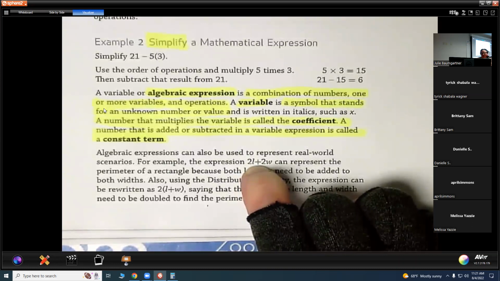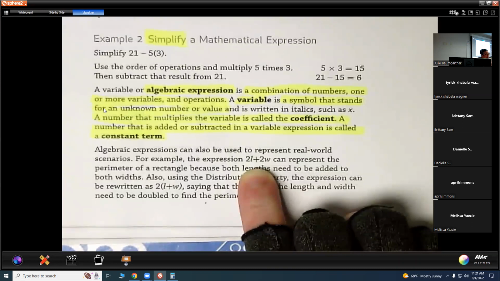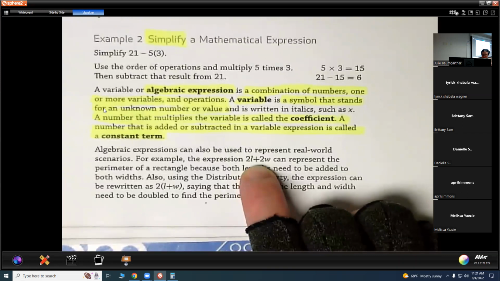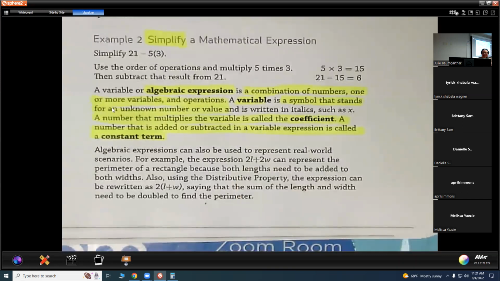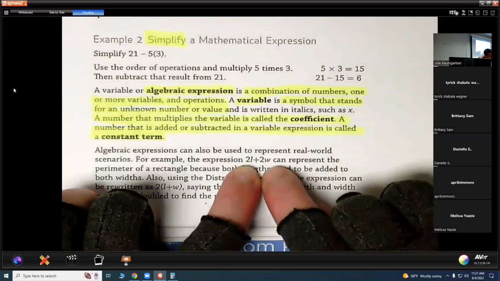Am I tricking you? There aren't really variables in this expression. Thank you, Tyrick, I appreciate it. Yes, right. There's two variables in this expression.